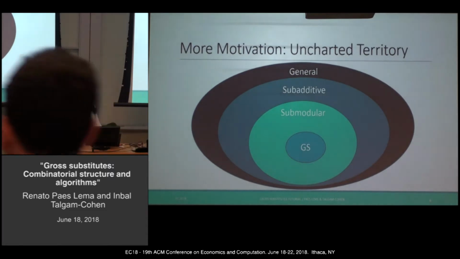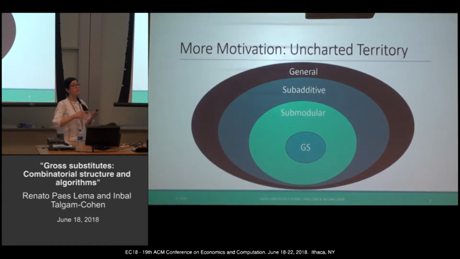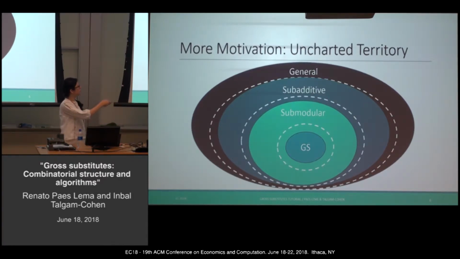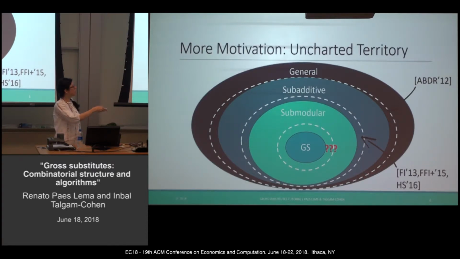So one more slide of motivation. We have this huge literature, as I was saying, about gross substitutes. But I want to claim that in some sense, in this community, it's a little bit of uncharted territory. So we always have this picture of a hierarchy of valuations. And we've studied submodular and subadditive so much. And we've even gone beyond submodular and subadditive. So we've looked at pushing the boundaries of submodular, pushing the boundaries of subadditive. We have nice hierarchy results that apply there. But for gross substitutes, we really don't know a lot.